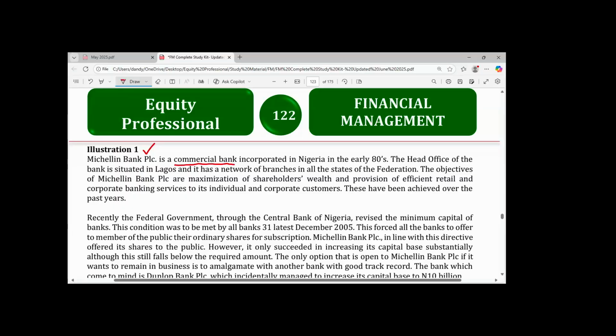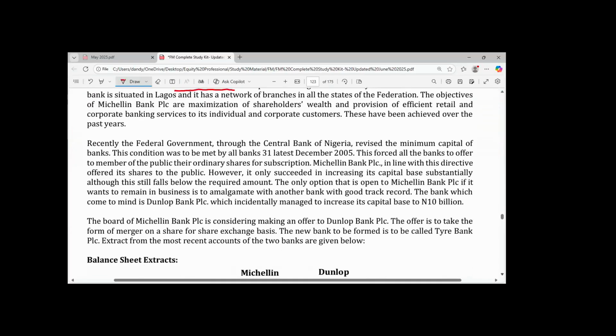Recently, the federal government, through the Central Bank of Nigeria, revised the minimum capital of banks. This condition was to be met by all banks latest 31st December 2005. This forced all the banks to offer to members of the public their ordinary shares for subscription. Michelin Bank PLC, in line with its directive, offered its shares to the public. However, it only succeeded in increasing its capital base substantially, although this still falls below the required amount. The only option that is open to Michelin Bank PLC, if it wants to remain in business, is to amalgamate with another bank with good track record.